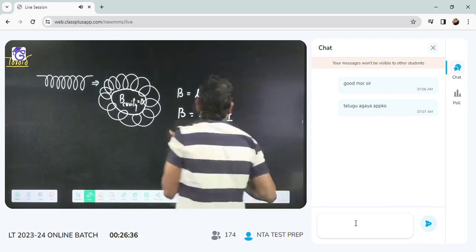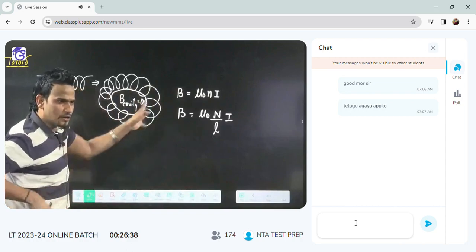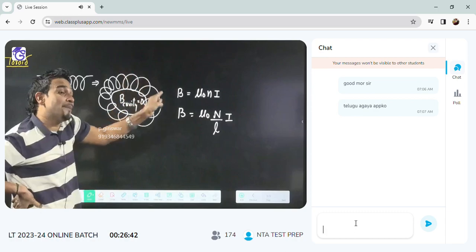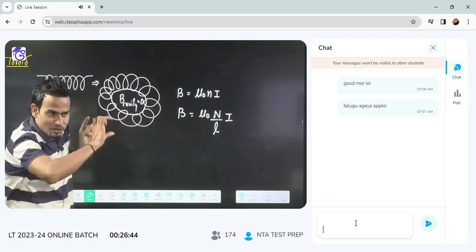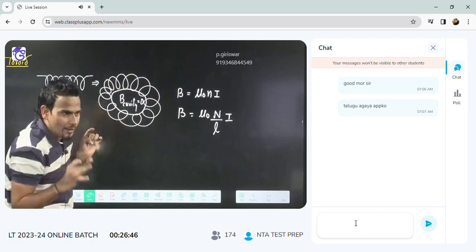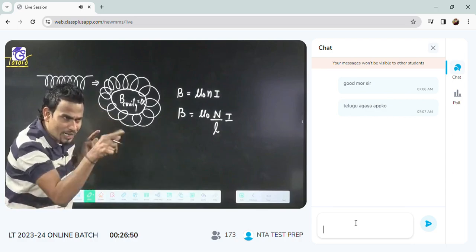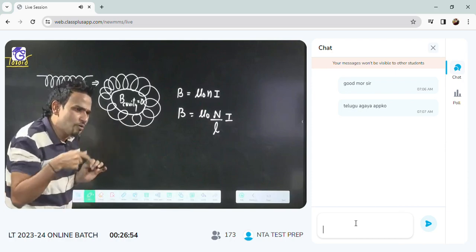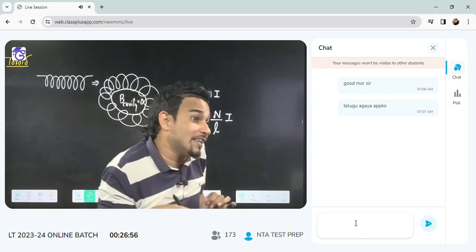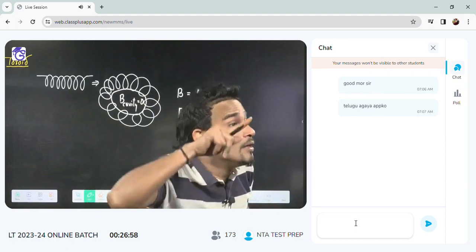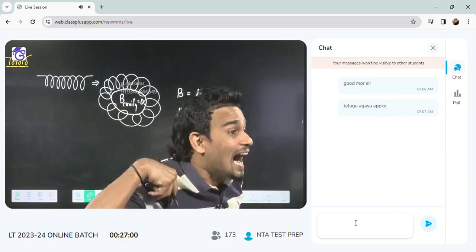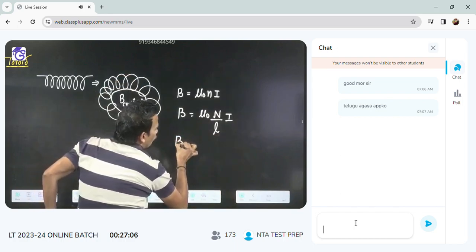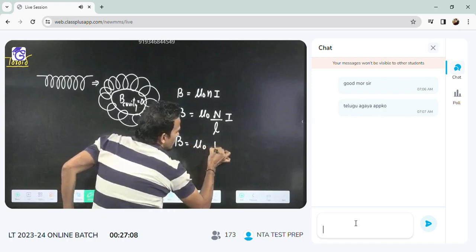Now someone says, okay, no problem, we understood, sir, same thing. But here if you see, its shape is circular. For straight things we can write length L. But for circular, what length should I write? Writing length L is not good for circular things. For circular things, we should write length as the circumference, 2 pi r. This is the only difference. Magnetic field due to toroid will become mu naught N by L.